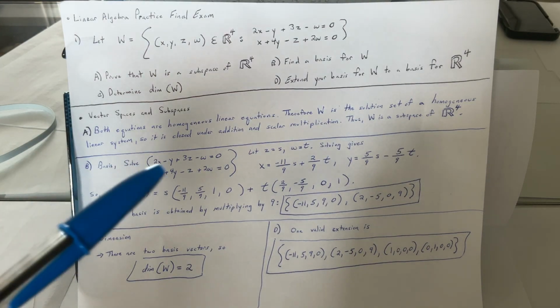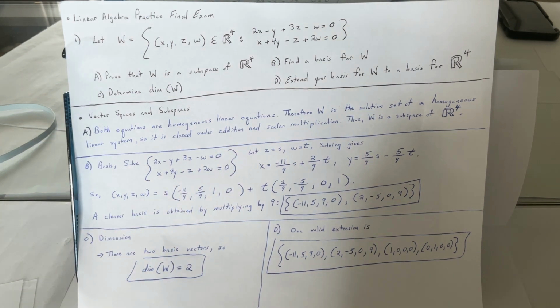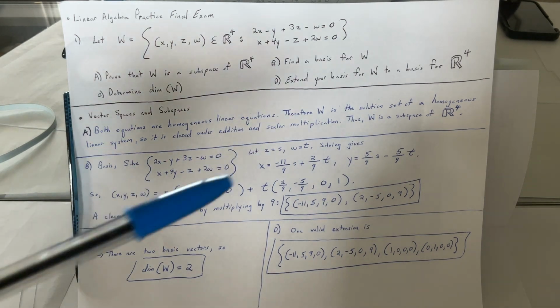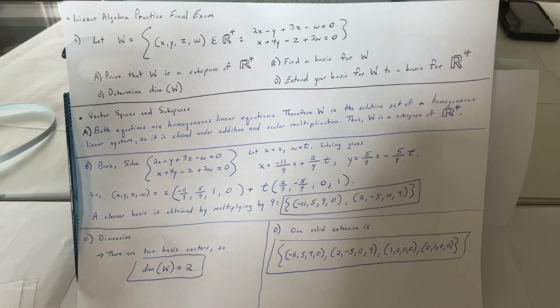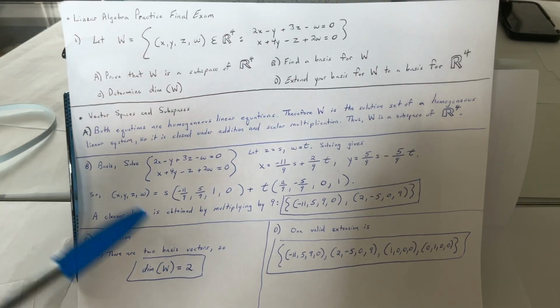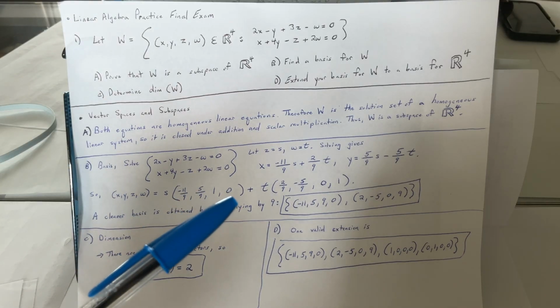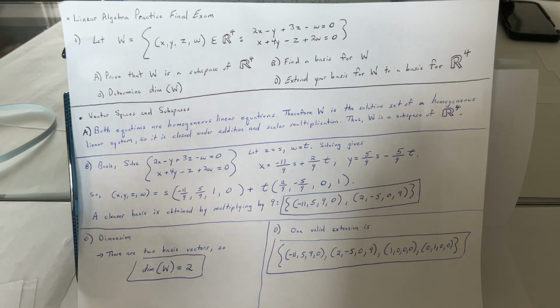For the basis, we're going to solve this system here. We're going to let z equal s and w equal t. Going through the computation, solving gives us x equals negative 11/9 s plus 2/9 t, and y is 5/9 s minus 5/9 t. So (x, y, z, w) equals s times (negative 11/9, 5/9, 1, 0) plus t times (2/9, negative 5/9, 0, 1).